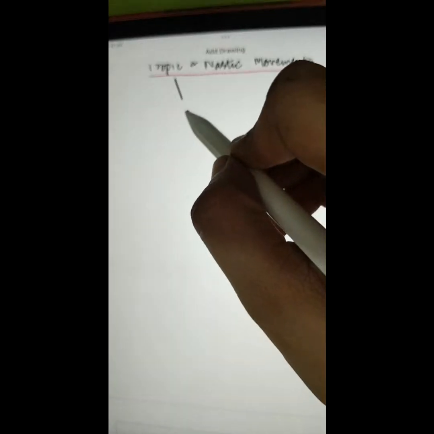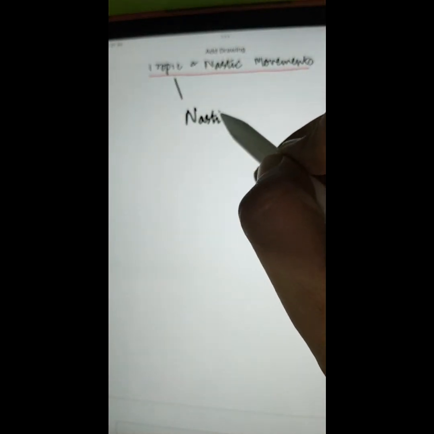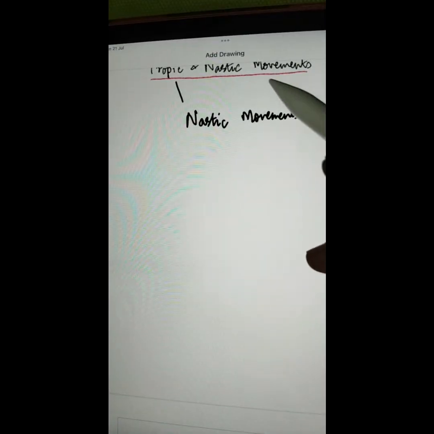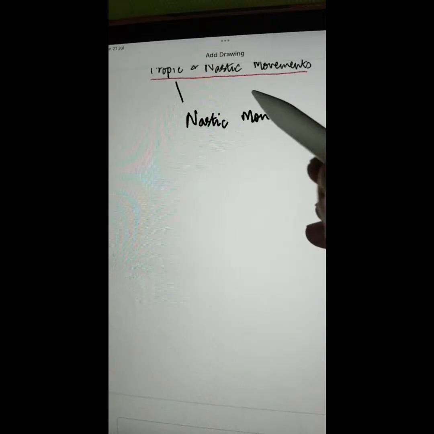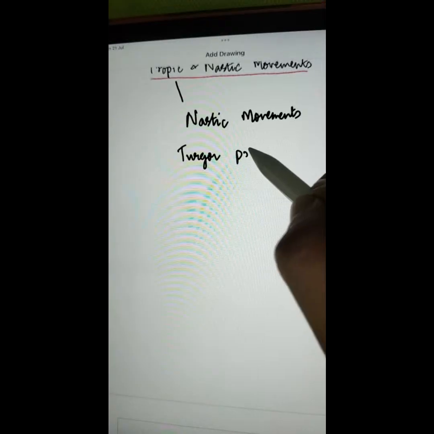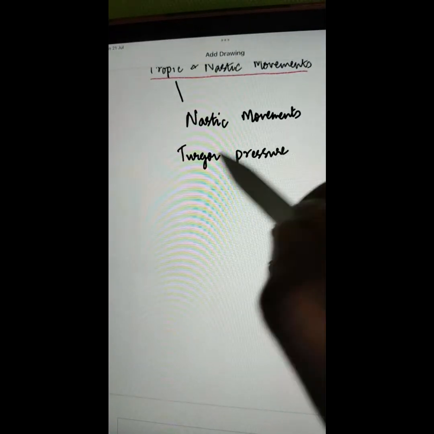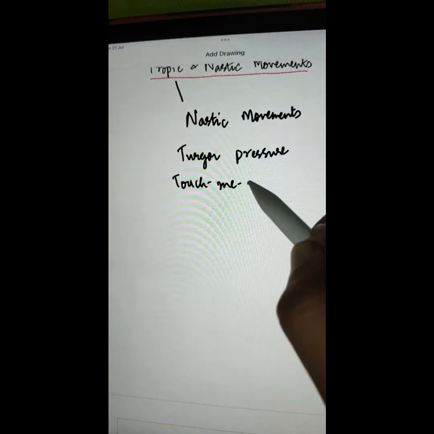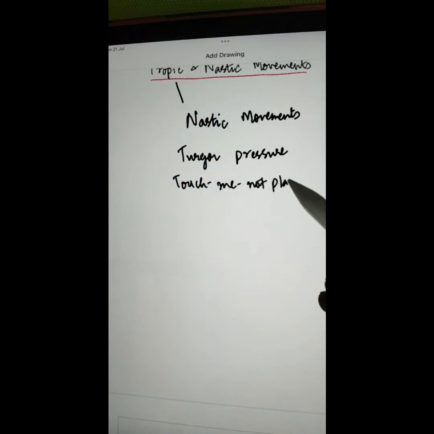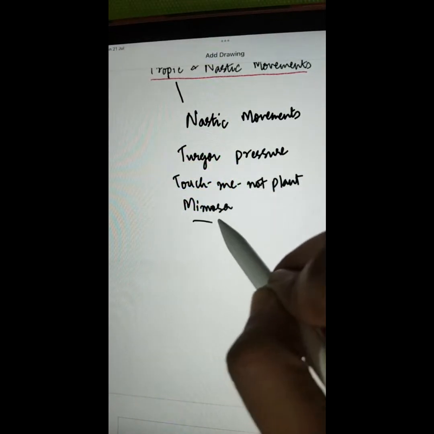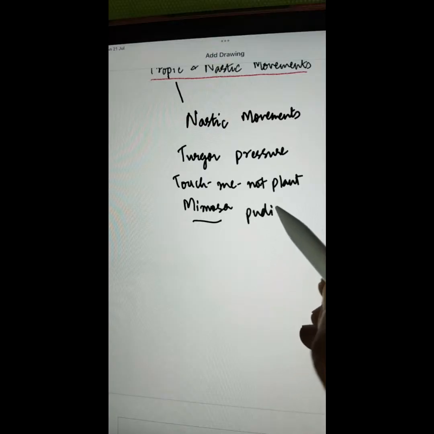Now, we have to just understand nastic movements. Nastic movements are those movements which are not dependent upon the direction of the stimulus, right? They can happen in any direction, and generally they happen due to a change in the turgor pressure. So, an example is given in the book: the Touch Me Not plant. The Touch Me Not plant has the scientific name Mimosa pudica.